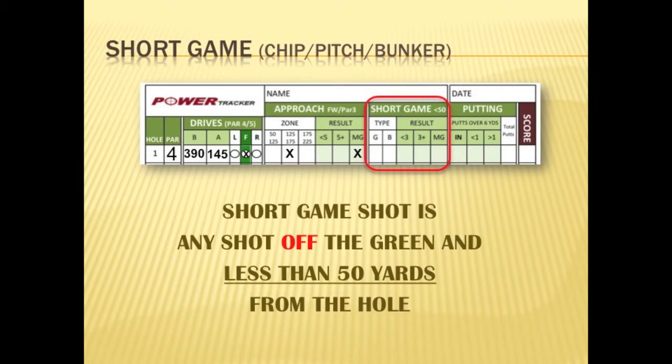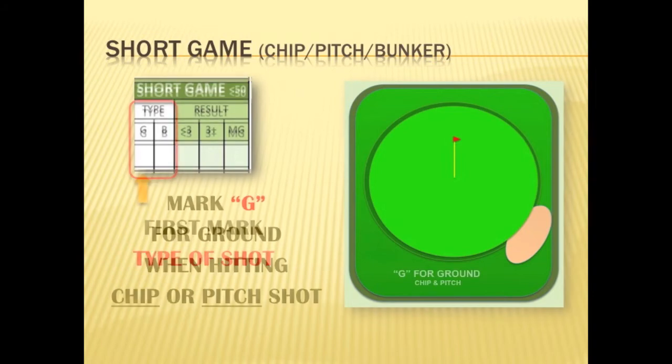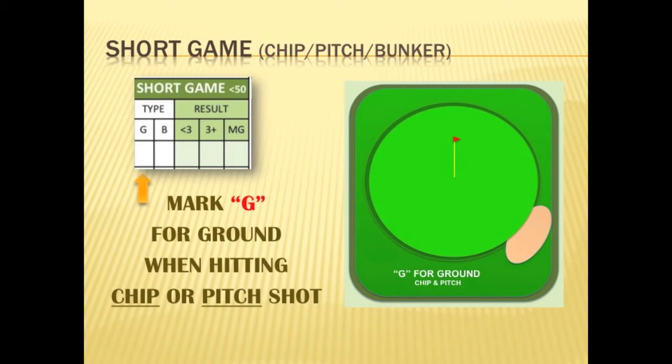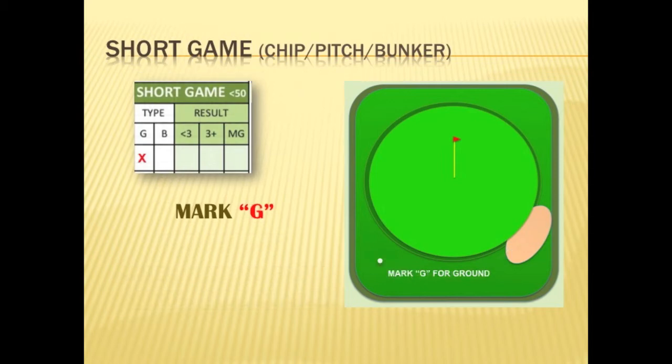Now we will track our short game shot, which is any shot less than 50 yards from the hole. First, we mark the type of shot we are playing. If the ball is on the ground and you're hitting a chip or a pitch shot, mark G for ground. When hitting from a green side bunker, mark the B box for bunker. Since we are off the green hitting a chip shot, we're going to mark the G box.